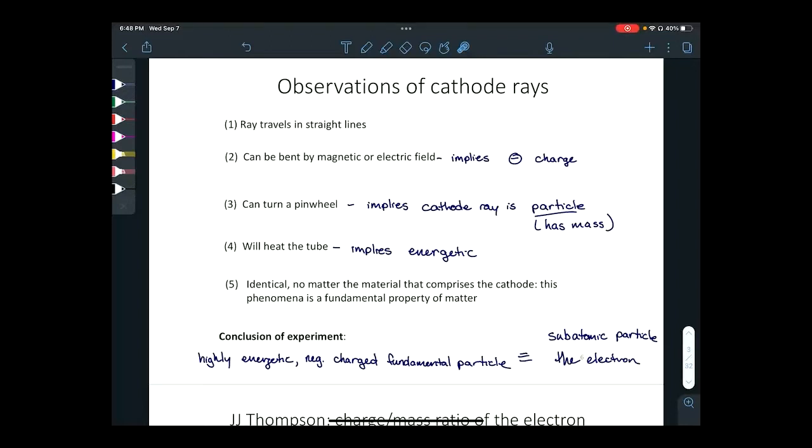So those are the conclusions that we come up with: this mystery beam is highly energetic, it's negatively charged, it's present in all matter, and it's smaller than an atom. So this is basically discovering the existence of the electron. So now we know an electron exists.